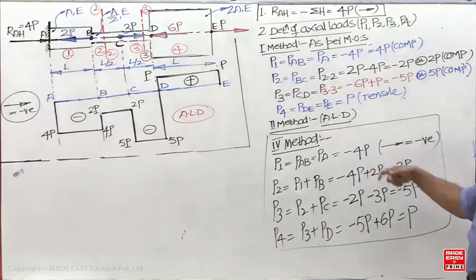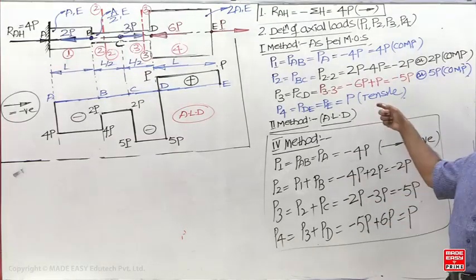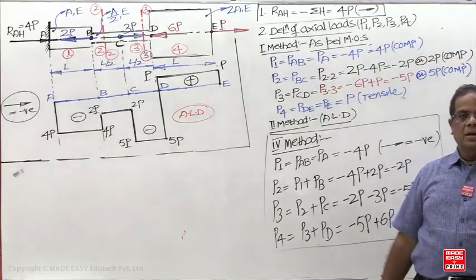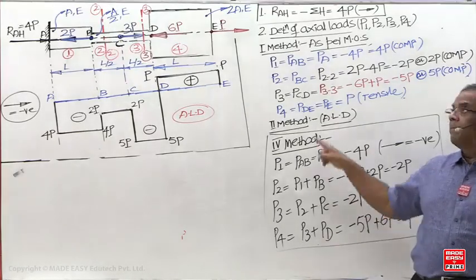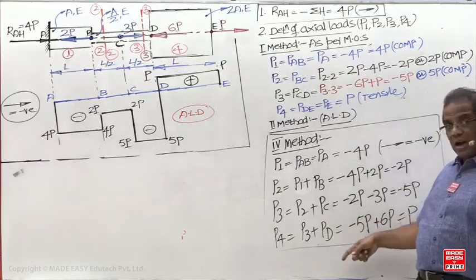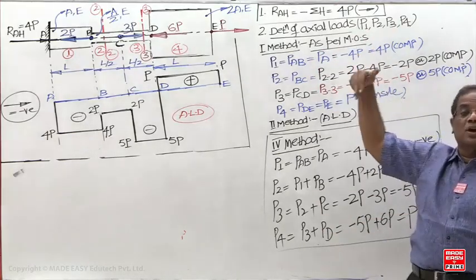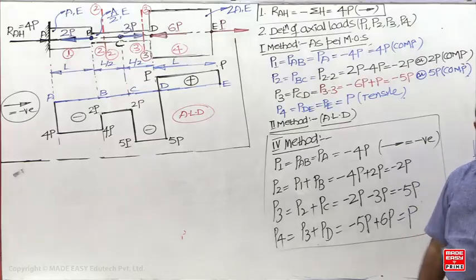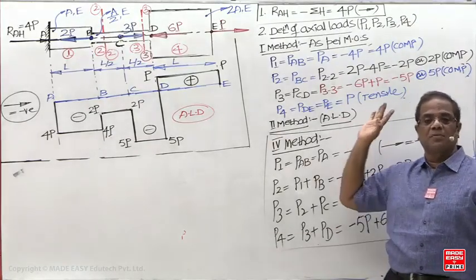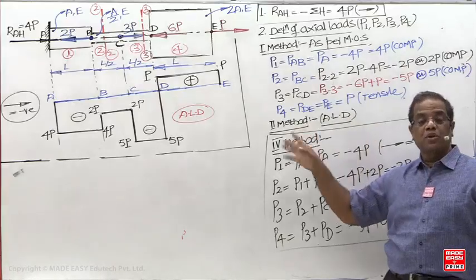Out of all this, this will take the least time. But what is the advantage of ALD? You can cross check your calculations. In the shortcut method and the section method, we cannot cross check it, but in ALD you can. How to cross check it? First, the diagram should be closed at both the ends.